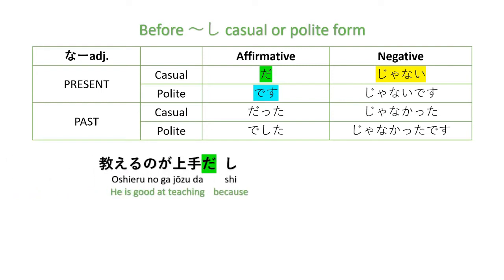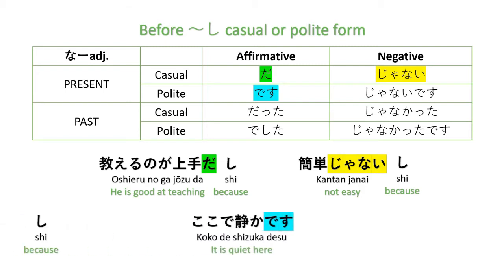Oshieru no ga jouzu da shi. So here we use the casual form because he is a good teacher. Or we can say kantan janai shi because it is not easy. Shizuka desu. It is quiet here. Koko wa shizuka desu. This is a more polite form.